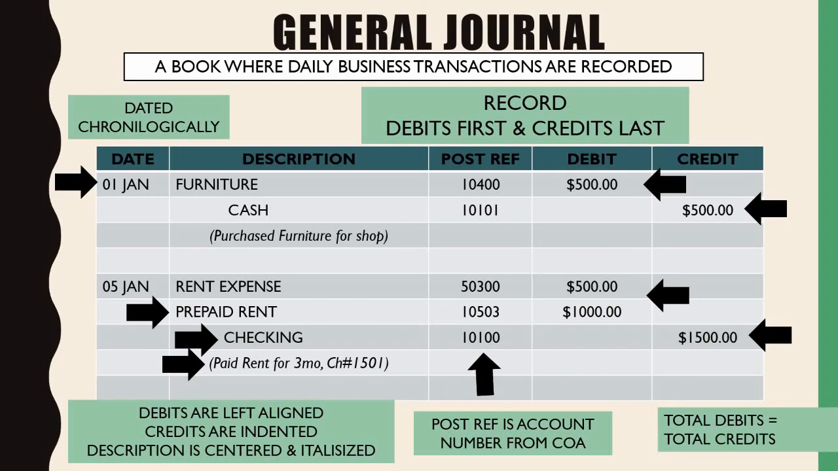So now we're going to talk about the general journal. There's a few things that I need you guys to learn about what a general journal is. Now, first off, what is the definition? The definition is it's pretty much a book that you keep all your records of transactions for.